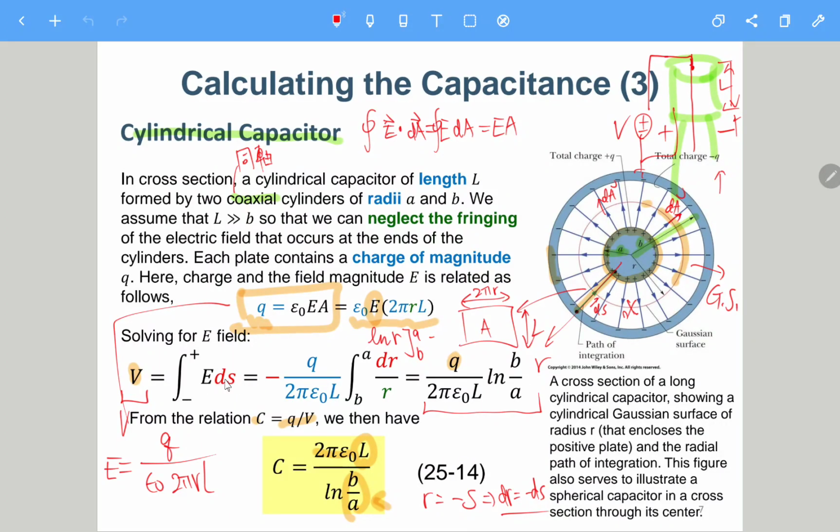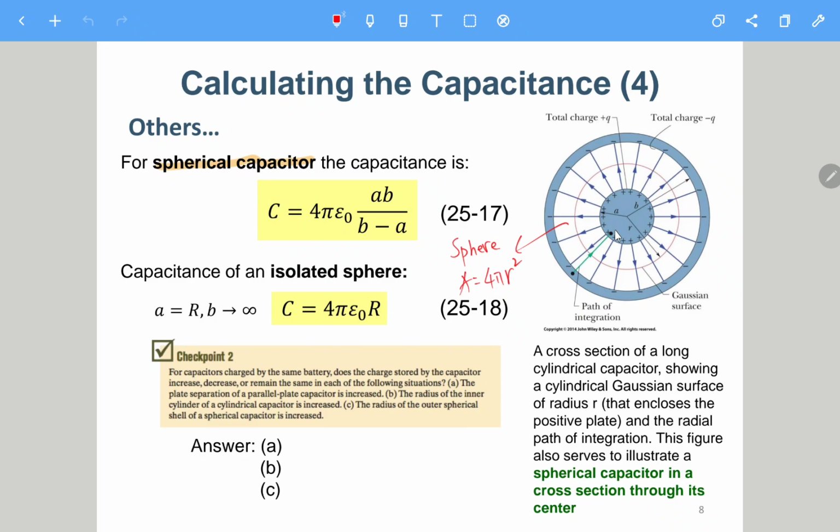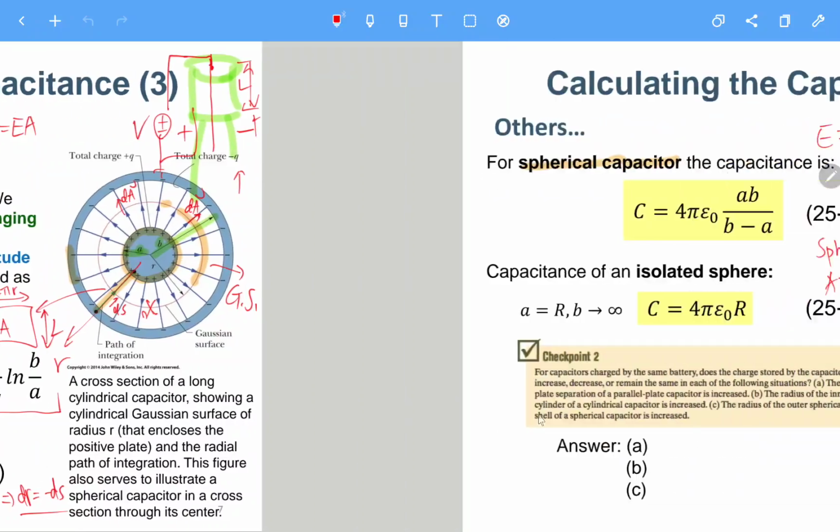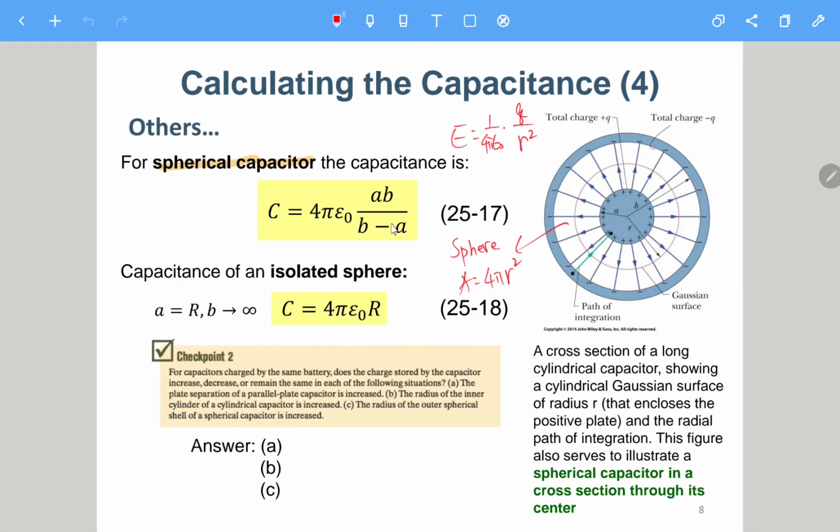And then E is different. For the previous one, E is actually a constant, but for the spherical one, it is not constant. According to Gauss's law, the E field between the two spheres should be E equals 1 over 4 pi epsilon naught times Q over r squared. If you plug all these things in here, you can come up with this expression. Hope you can do so.